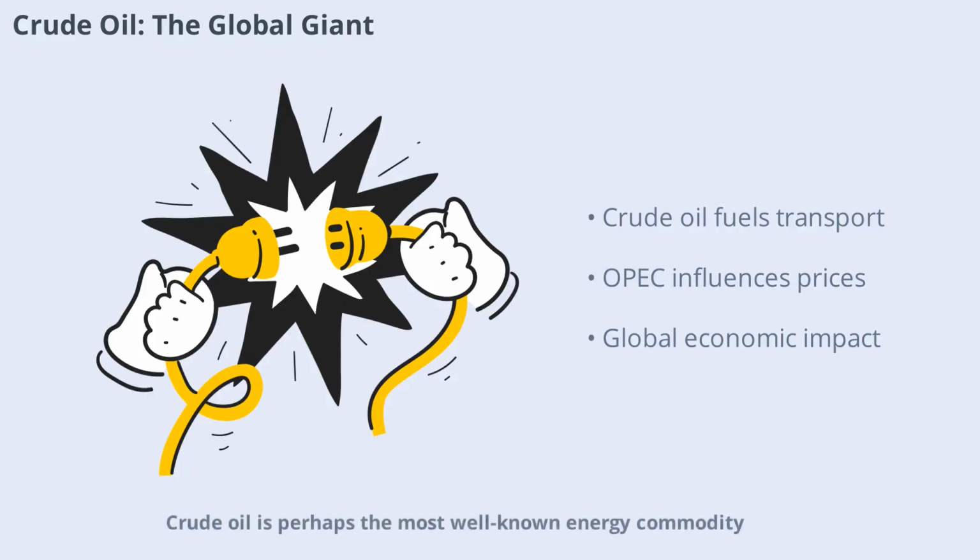Crude oil is perhaps the most well-known energy commodity. It's a liquid fossil fuel found underground and is refined into products like gasoline, diesel, and jet fuel. Oil is traded globally, and its price is a key indicator of economic health. Major oil-producing countries include Saudi Arabia, Russia, and the United States. The Organization of the Petroleum Exporting Countries, or OPEC, plays a significant role in regulating oil supply and influencing prices. Because oil is so essential, changes in its price can ripple through the entire global economy.